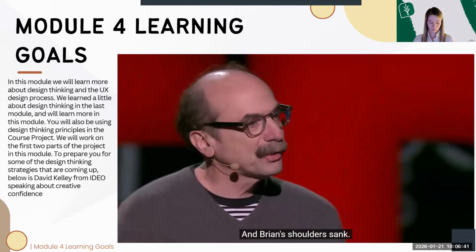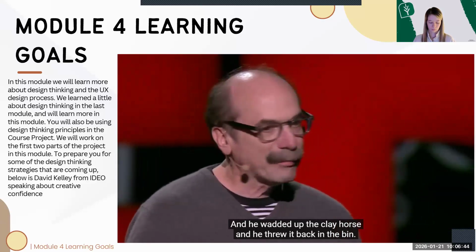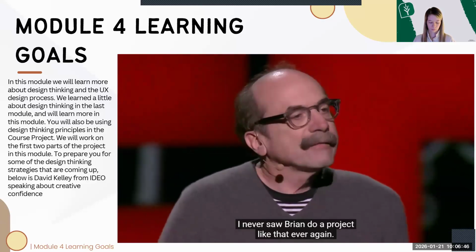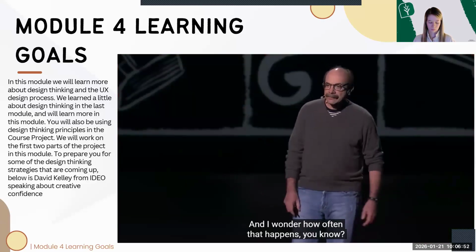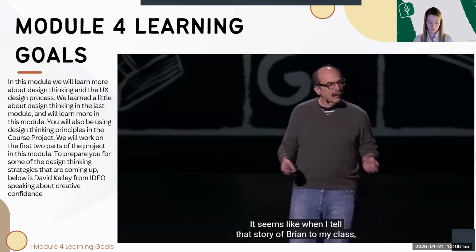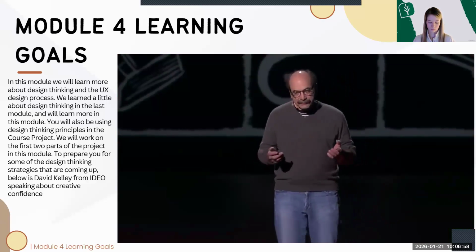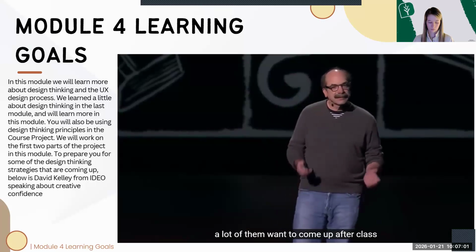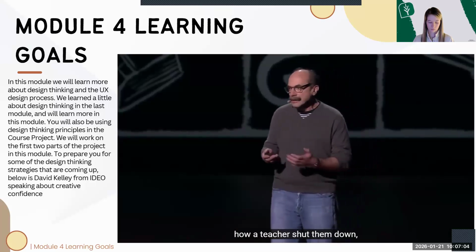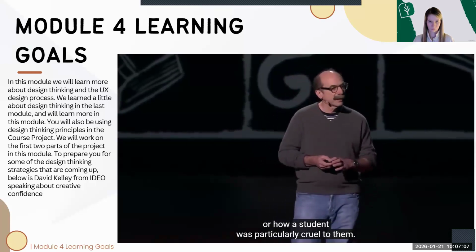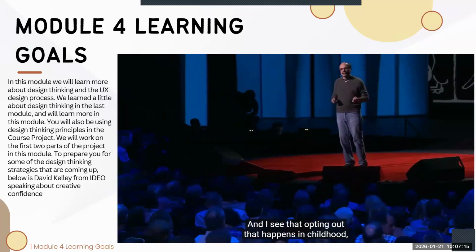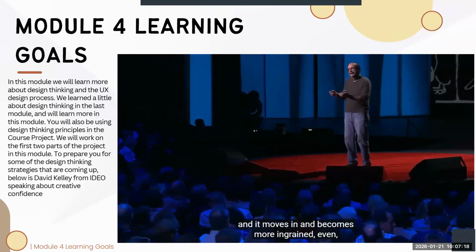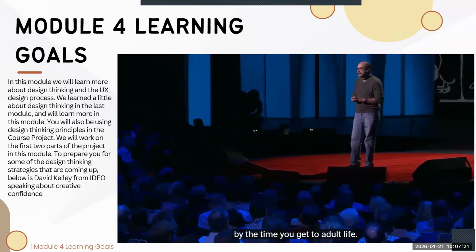Right? And Brian's shoulders sank. And he wadded up the clay horse and threw it back in the bin. I never saw Brian do a project like that ever again. And I wonder how often that happens. When I tell that story of Brian to my class, a lot of them want to come up after class and tell me about their similar experience, how a teacher shut them down or how a student was particularly cruel to them. And they sort of opt out of thinking of themselves as creative at that point, right? I see that opting out happens in childhood, and it becomes more ingrained by the time you get to adult life.